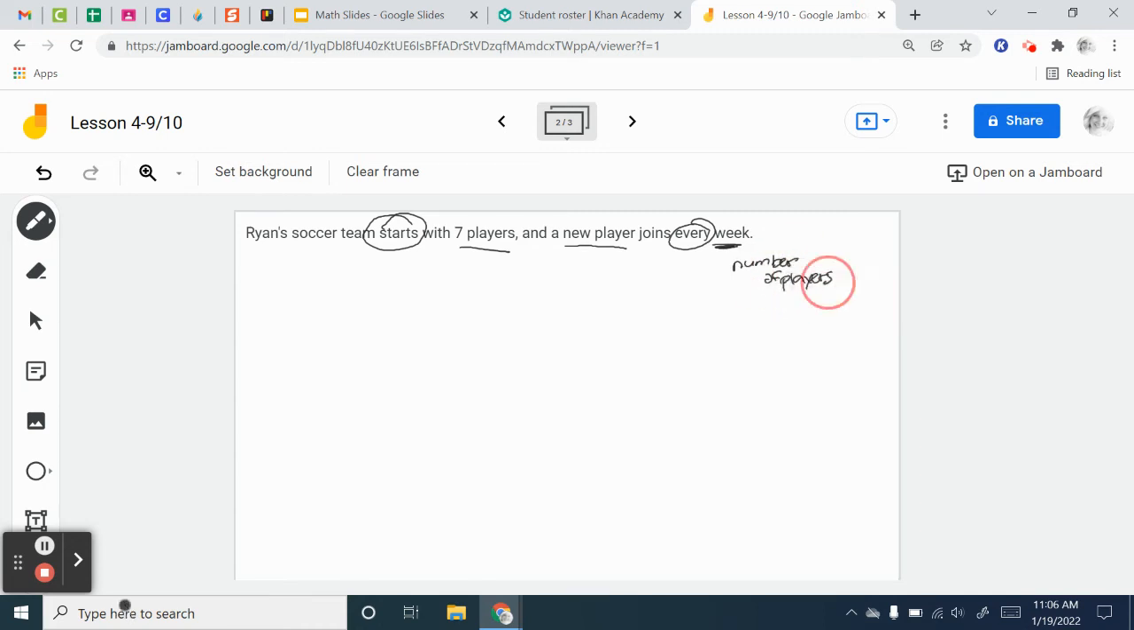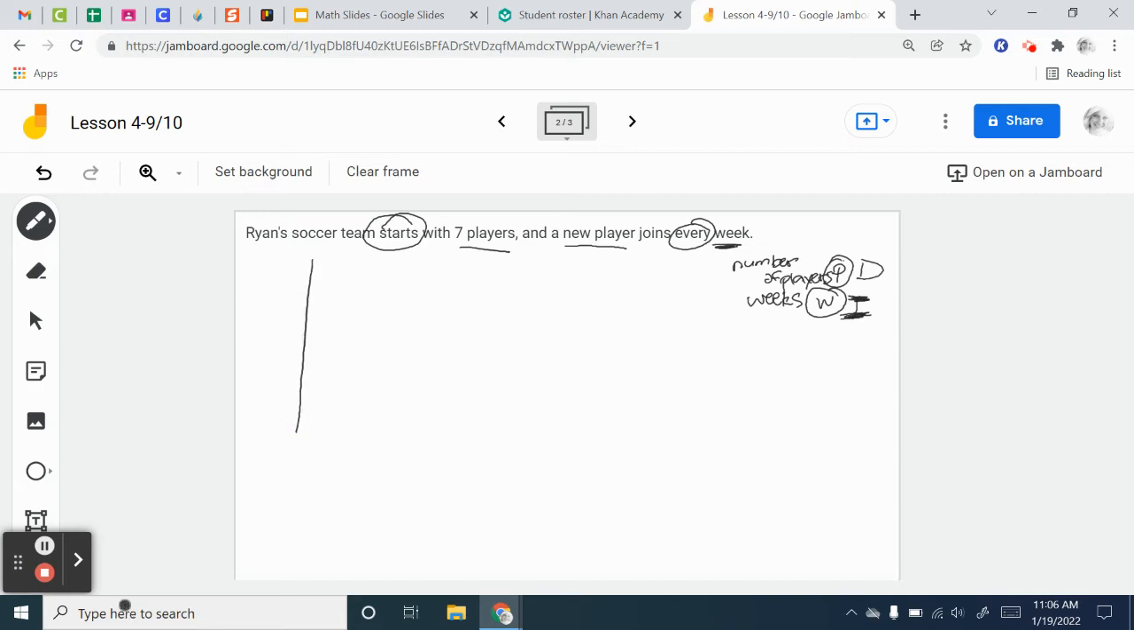So I'll make that P. And the number of weeks after they have the 7 players at the beginning, so the number of weeks will be W. And just like hours and months and years, weeks go by all on their own. So that's my independent variable, because the number of players depends on how many weeks they have the team, because every week they get a new player. So weeks is my independent variable, players is dependent.